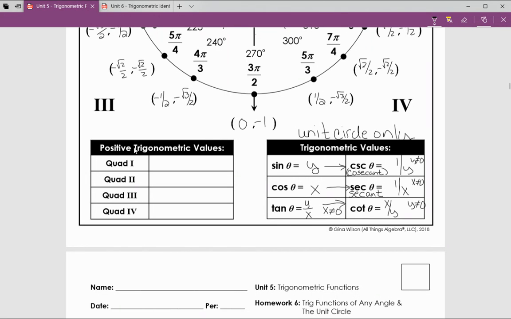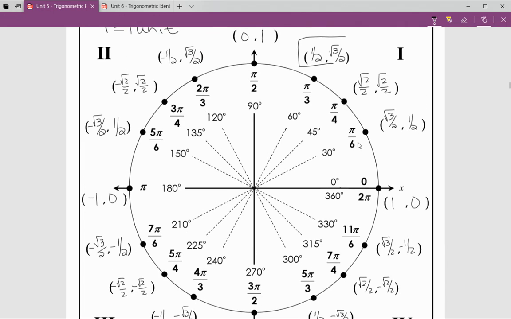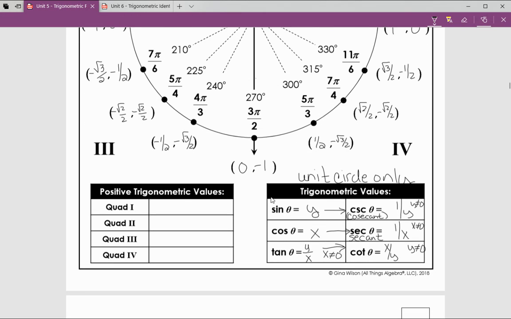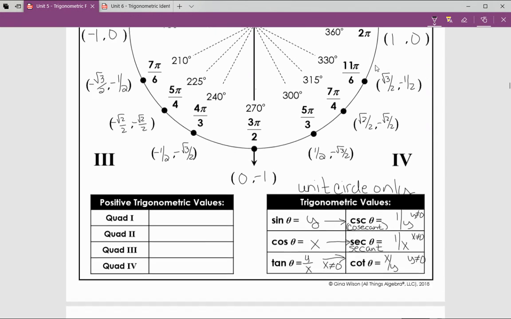All right? Now, positive trig values. What this means is, do you agree this unit circle is broken off into 4 quadrants, just like normal? You got first quadrant, second quadrant, third quadrant, fourth quadrant, right? Now, based on the quadrant that you are in, let's say we were trying to find something to do with this 45-degree angle. So our angle terminates in quadrant 1.